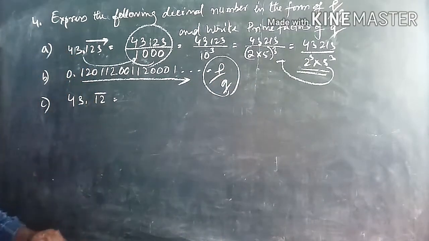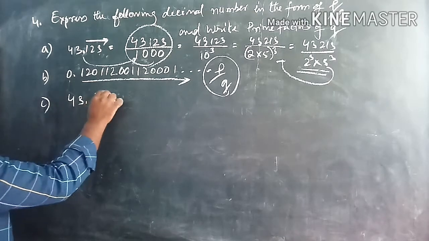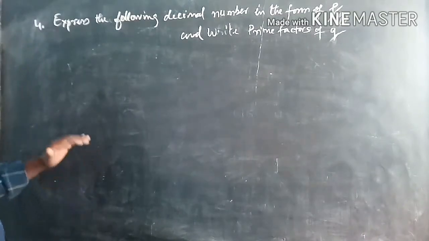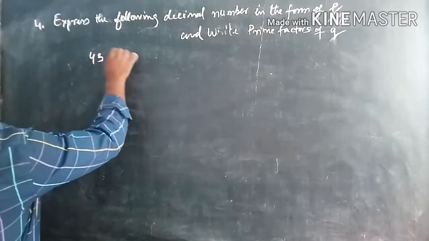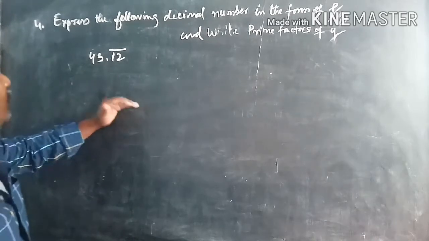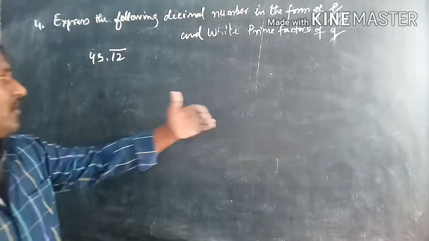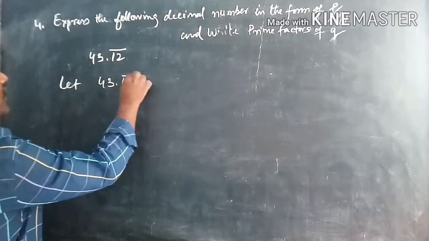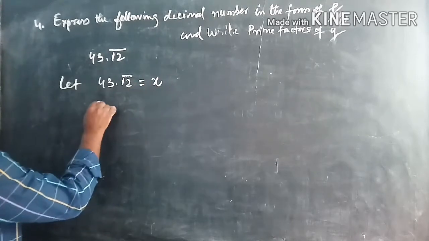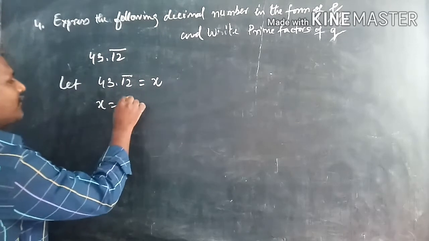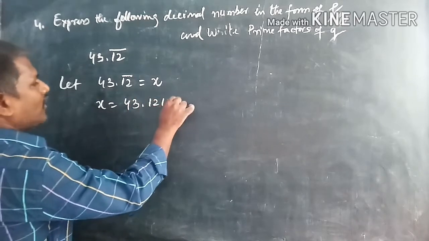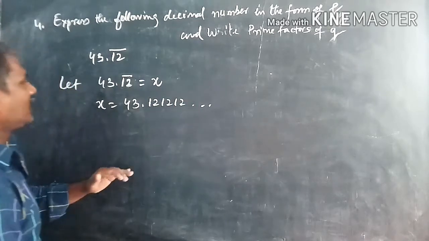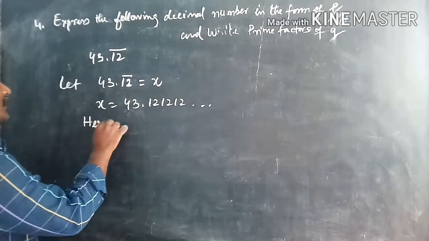Let us take the third one, 43.12 bar. This type of sum you have already done in class 9th and 8th. Now let us see how you can convert this 43.12 bar decimal into a rational number, and you have to find the prime factorization of q. So let 43.12 bar be x. I mean x is equal to 43.12 bar, which can be written as 43.1212, because the bar is meant for the repetition of 1 2.